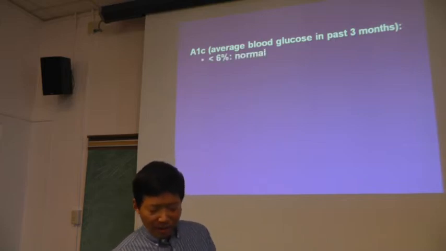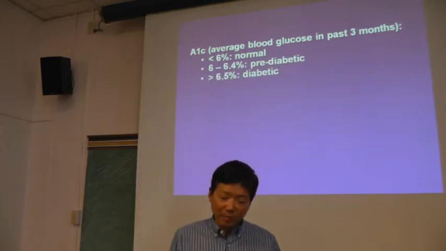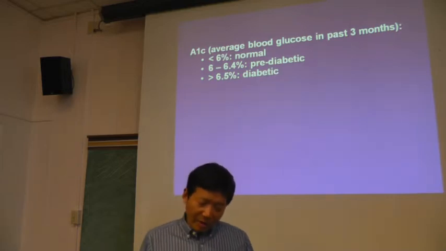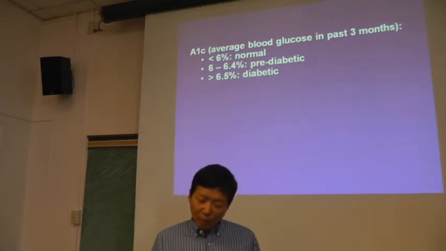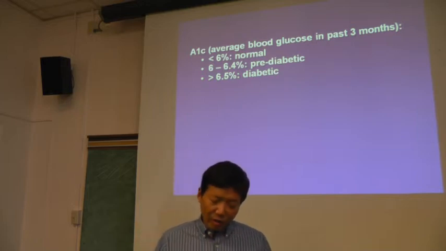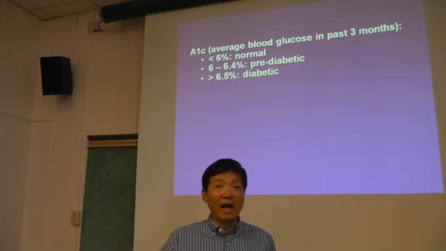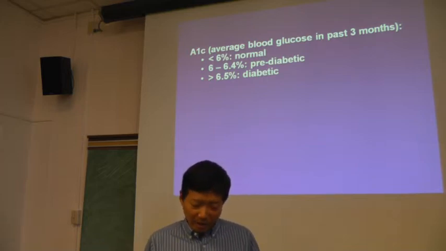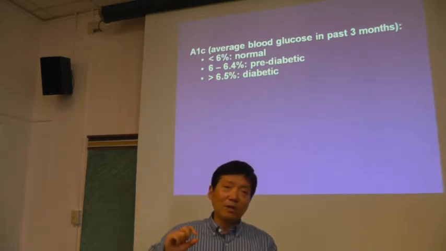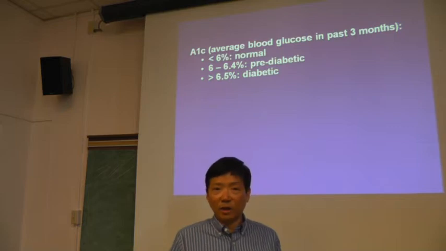So what is this A1C? Well, A1C has several ranges. If A1C is less than 6%, it's normal; you don't have diabetes. But if A1C is between 6 and 6.4%, then you are in the pre-diabetic range. And if it is greater than 6.5%, you're diabetic, and it could go as high as 12%, etc. And you can see that the range is very narrow, so a difference of 0.3 or 0.4% can make a big difference here.